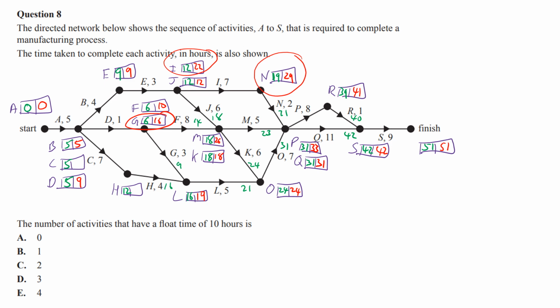19 minus 4 is 15. 15 minus 7 is 8. There we go. And we know it's going to be the critical path over there. So it looks like just those three activities, G, I, N, are the ones with the critical path. And so the answer must be D. It's question 8. You've earned your mark for that one.